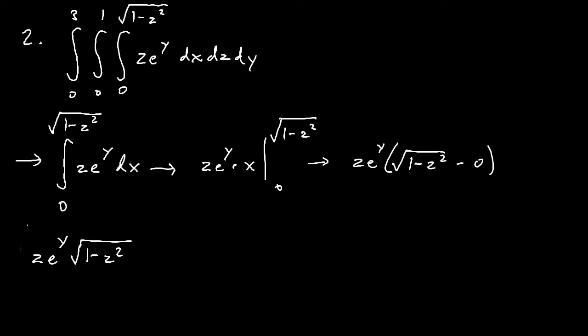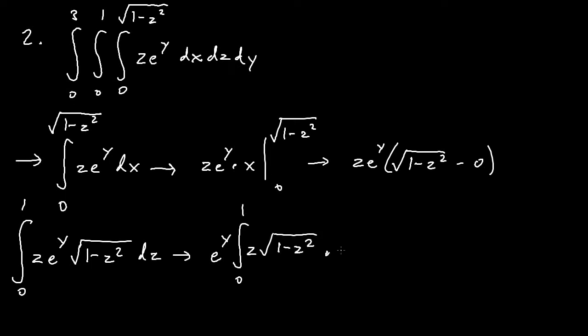So now let's go ahead and evaluate the middle integral from 0 to 1 with respect to z. And so e to the y in this case is just a constant. We can take that outside of the integral and rewrite it as e to the y times the integral from 0 to 1 of z times the square root of 1 minus z squared dz.